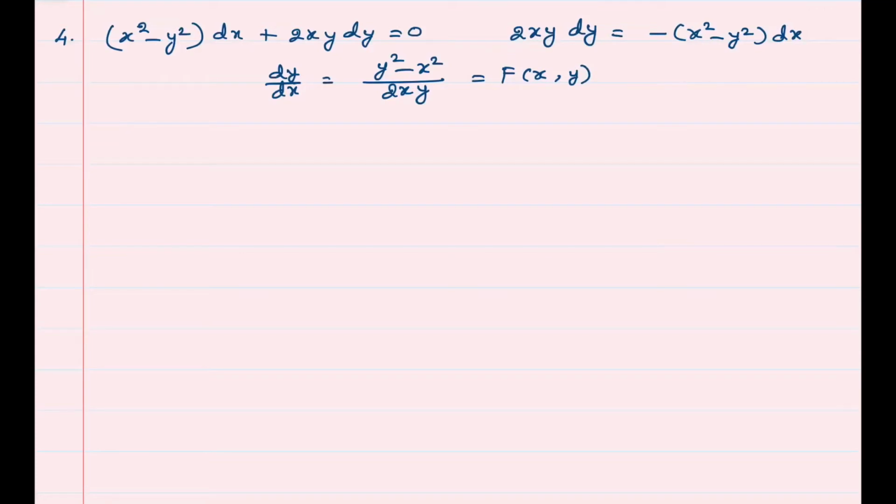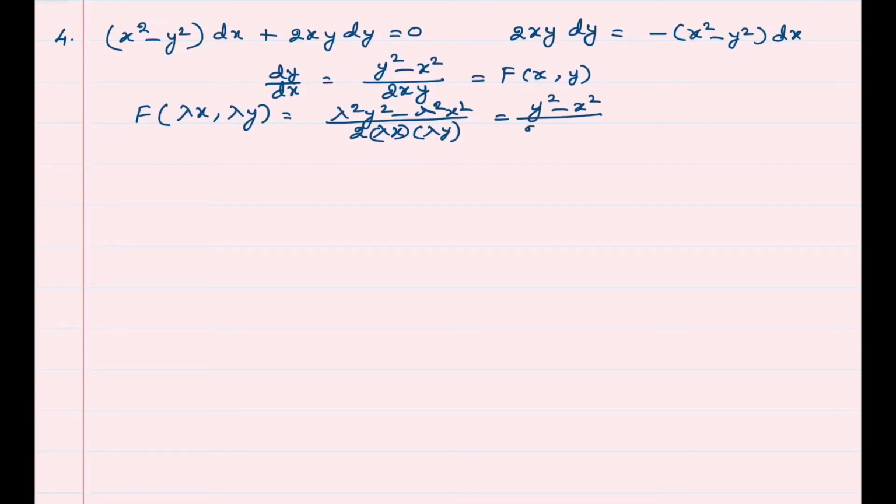We have to show that it is a homogeneous differential equation. Let us find f of lambda x, lambda y, which is (lambda square y square minus lambda square x square) divided by 2 times lambda x times lambda y. Lambda square gets cancelled throughout. We get f of x, y. Therefore, the given differential equation is homogeneous.